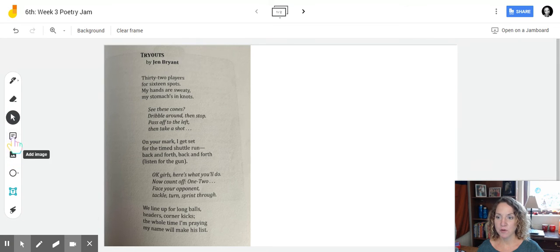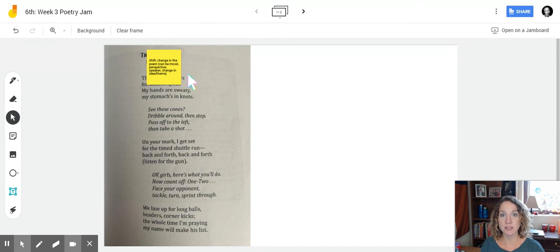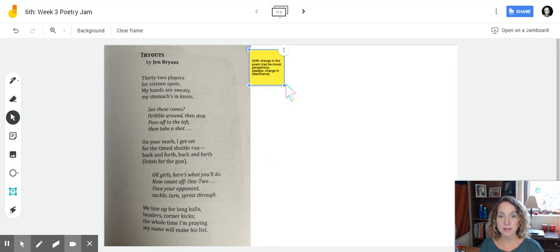Okay, if you thought that a shift is a change in the poem, then you're right. This change can be mood, perspective, a different speaker in the poem, a change in idea or theme. Any of those are a shift in the poem. Sometimes these are slight, and sometimes they're not.